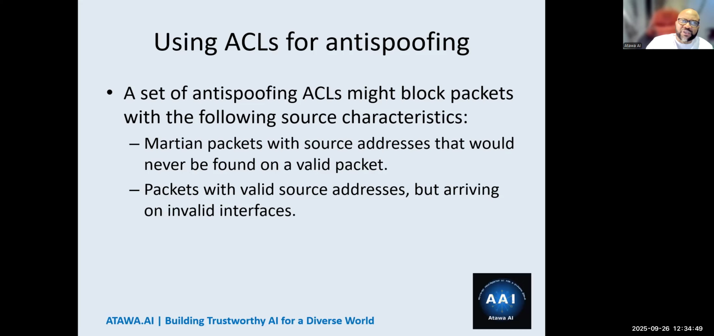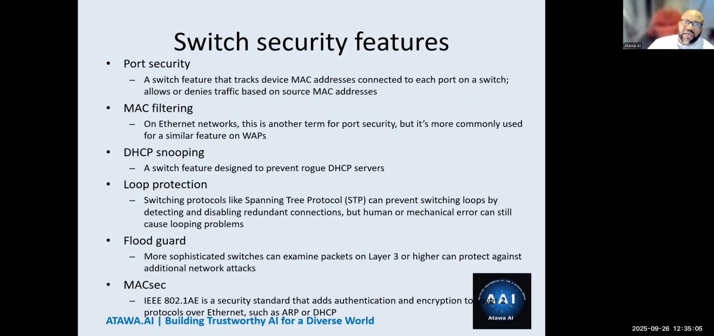Right? So this is good for preventing spoofing, because if you have packets with a source address that will never be found on a valid packet, maybe I will not allow it, right? Packets with a valid address but arriving on an invalid interface, I could block them. All right, so that's on routers, where we're talking about layer 3. Switches are on layer 2 of the OSI model.